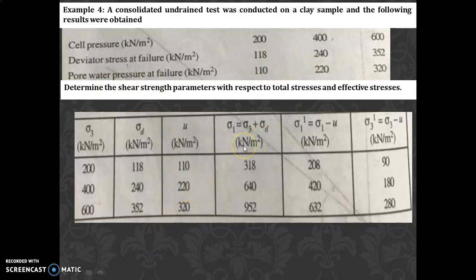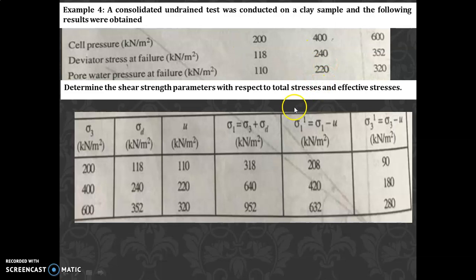Now we have to calculate sigma 1, the major principal stress, which is equal to sigma 3 plus sigma d. Why? Because for deviator stress we have the formula sigma d is equal to sigma 1 minus sigma 3. So in terms of sigma 1 we get sigma 3 plus sigma d. Sigma 3 is 200 and sigma d is 118, so it is 318. In the second case, sigma 3 is 400 and sigma d is 240, so it is 640. Next case, 600 plus 352, 952.